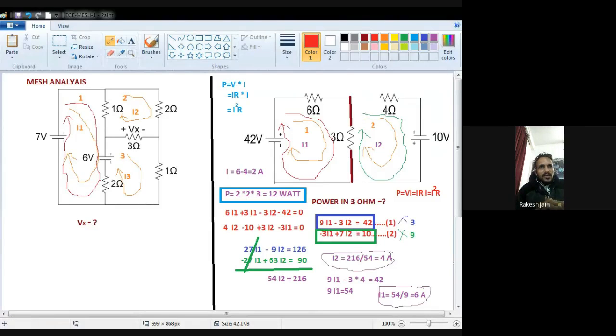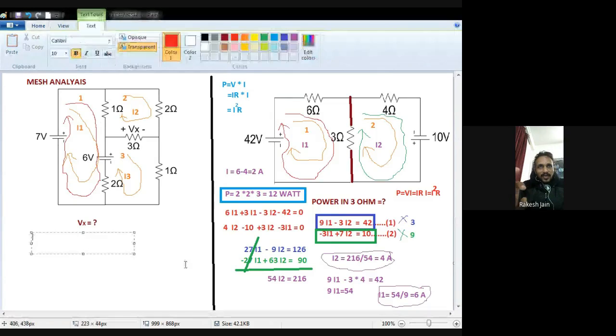Tell me, yes sir. Yes sir, if you understand the meaning of the first mesh equation. Yes, okay sir, Ashish. Yes sir. Yes, okay, very good.